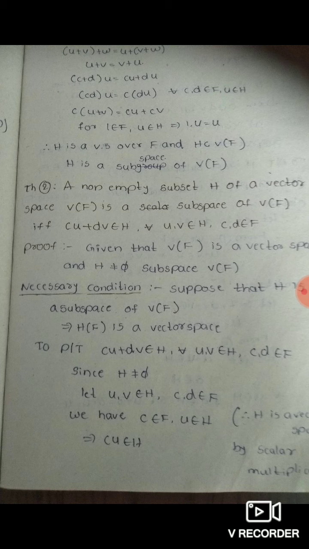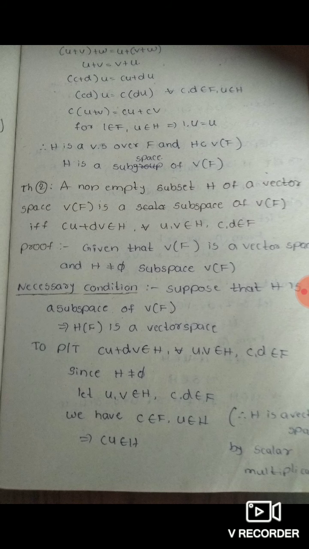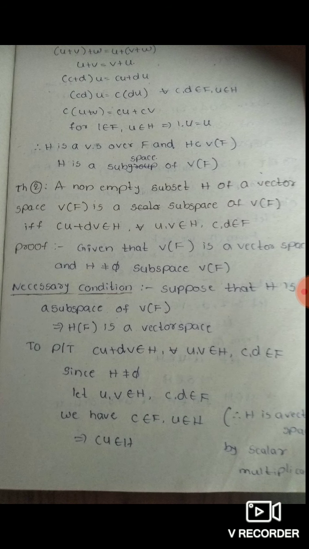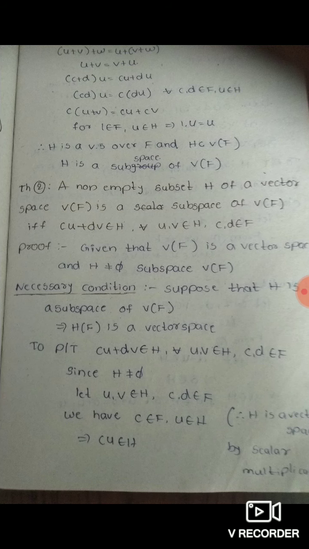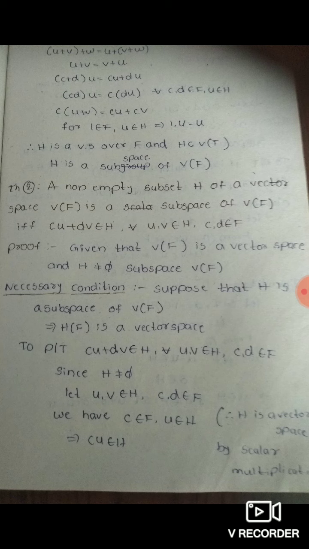What we have to show? H of F is a subspace already. Suppose that H is a subspace of V of F, that means H of F is already a vector space. To prove that Cu plus dV belongs to H for all U, V belongs to H, C, D belongs to F.